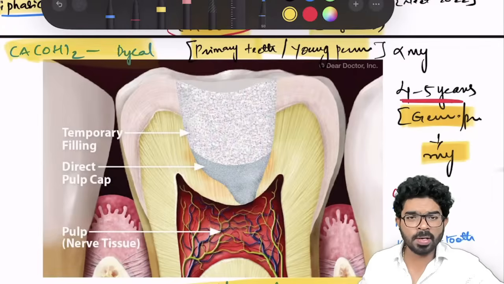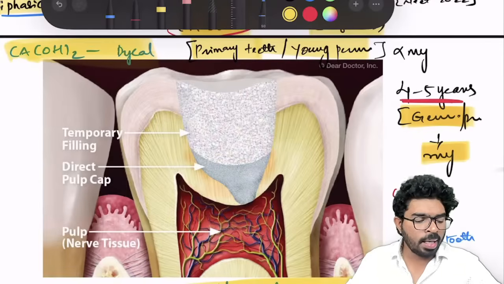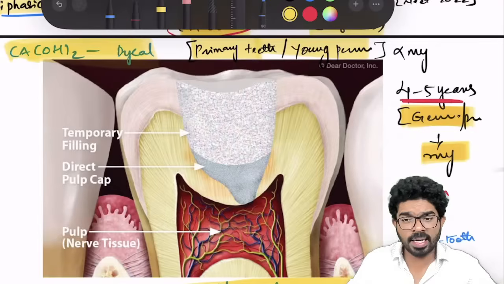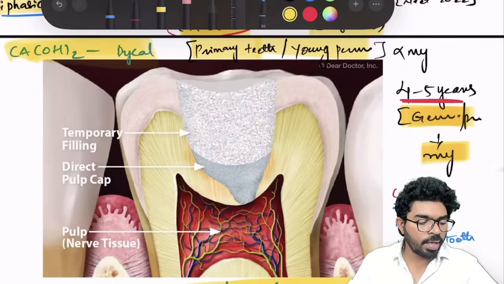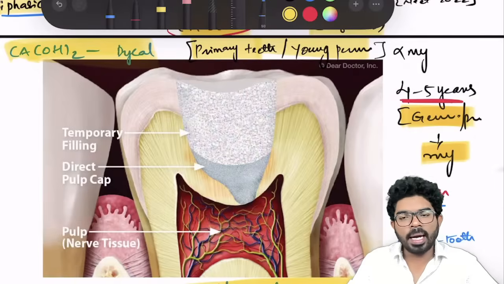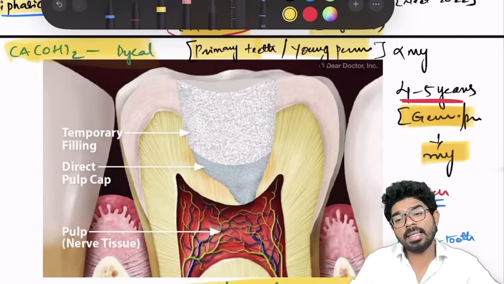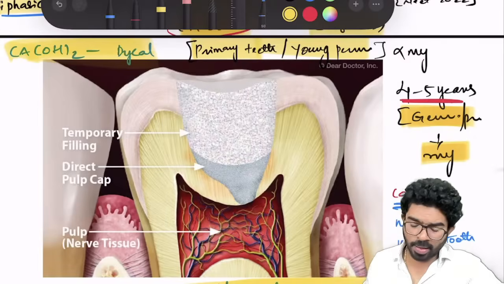So keeping your limitations, the most commonly used material long back for pulp capping is calcium hydroxide, also called as Dycal. The difference between the normal calcium hydroxide and Dycal calcium hydroxide is that Dycal is fast setting. It sets very fast and sets hard. I hope you guys have seen it.